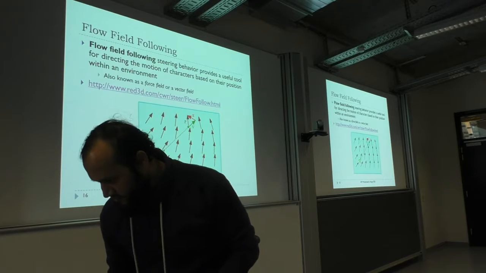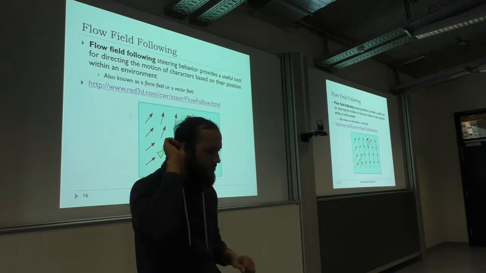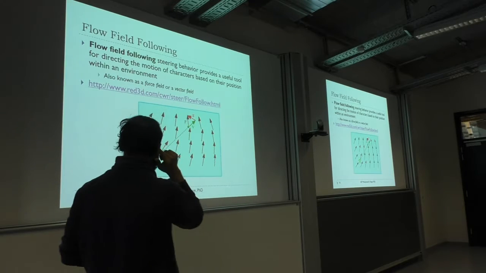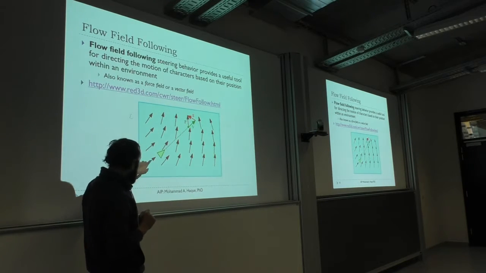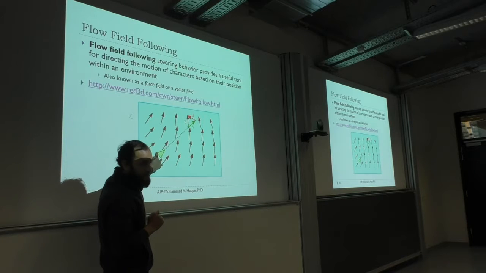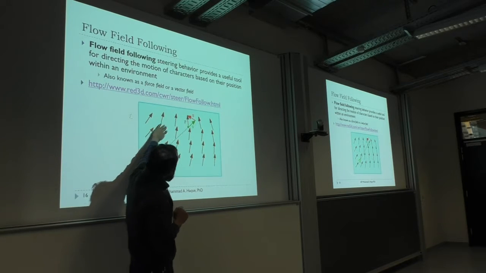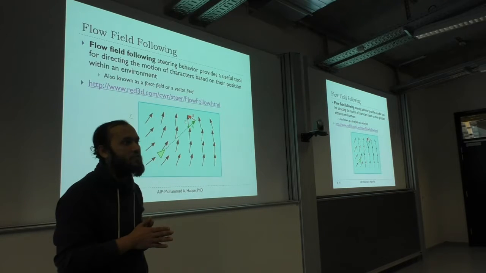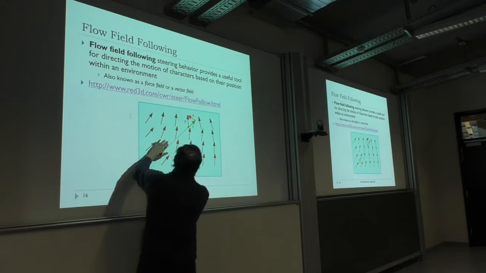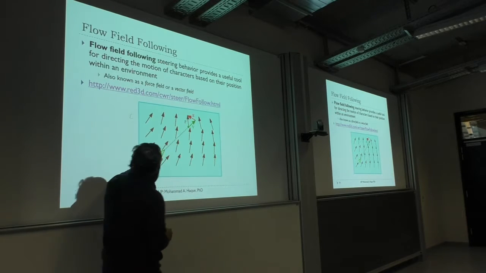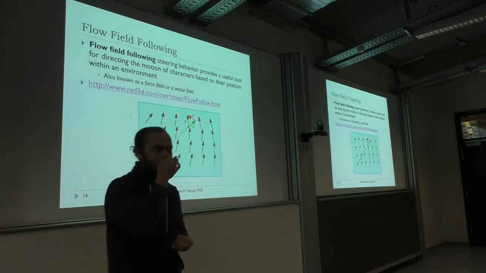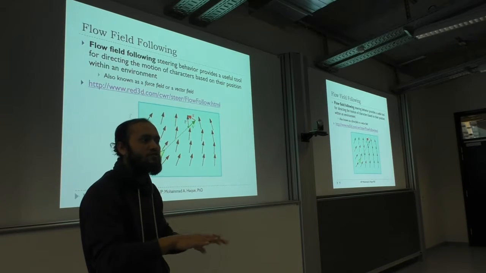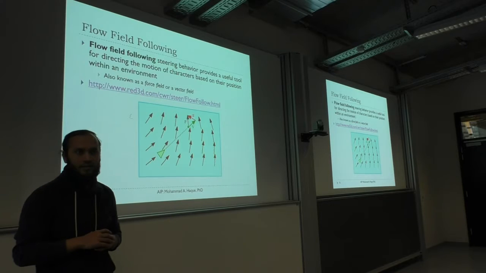Then the last thing for simple behaviors, flow field following. You have an agent here, and let's say these are some other agents. Or you can say these are, for example, water flowing in this direction, and this is a boat, which is just moving based on the water movement or something like this.